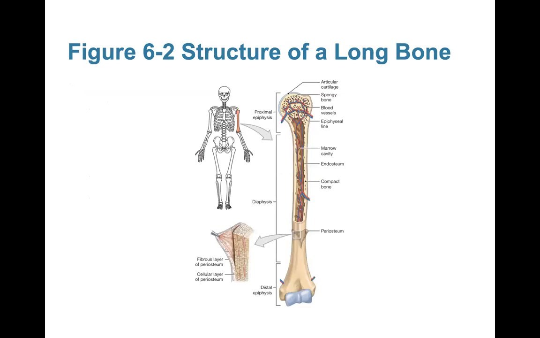And here we can look at the structure of a long bone. Here you can see the diaphysis. This is the long part of the bone. And what you have in the center here is the medullary canal. This is oftentimes filled with marrow. And then the ends are called the epiphysis. And you have one at this end and one at this end.